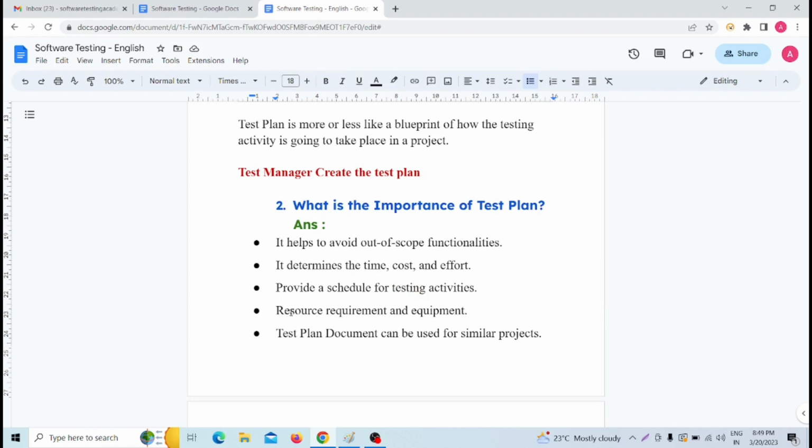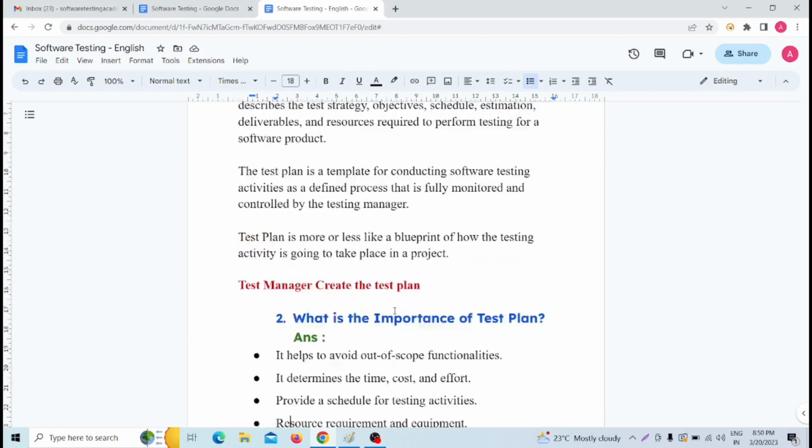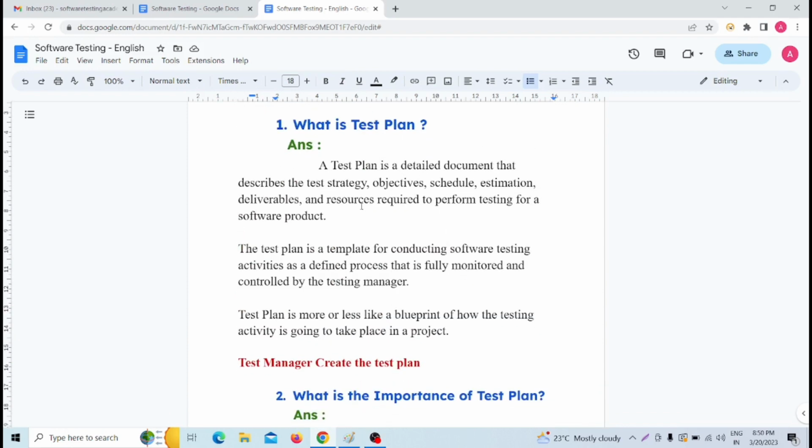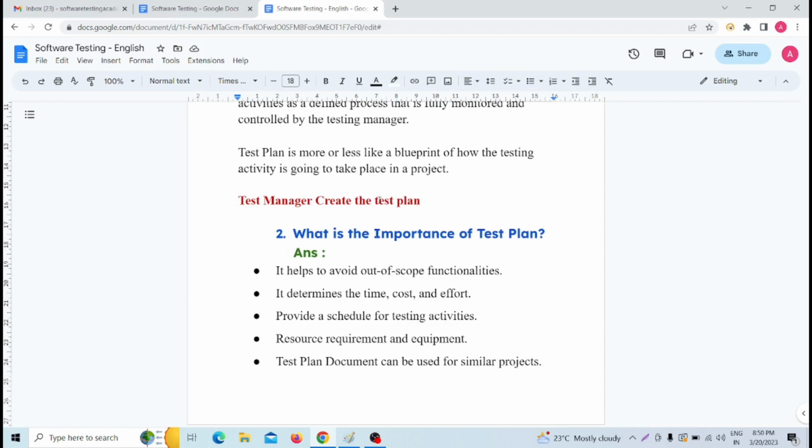Then the fourth one is resource requirement and equipment. How many resources are needed for testing any software? That requirement we need for the test plan. Resources are required for the test plan. So, resource requirement and equipment. Equipment means tool. In which tool we are going to test? So those equipment, those tools are also required. So these are the importance of test plan.